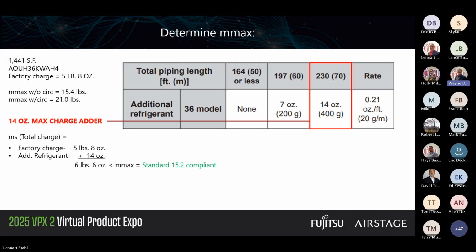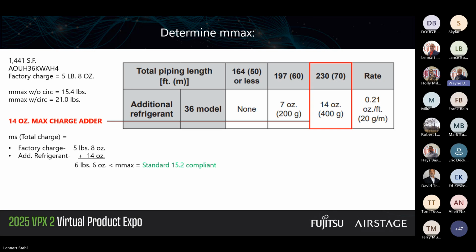If we do 66 feet times the 0.21, that's the rate in the far right column, well, our literature does the math for you. It tells us that it's 14 ounces. 14 ounces is the max that we can possibly add to this system. So on the lower left, the two bullet points: we take the factory charge of 5 pounds, 8 ounces, add the 14 ounces to it, and we're just under 6.5 pounds, so 6 pounds, 6 ounces, and it's less than our max allowable refrigerant charge.